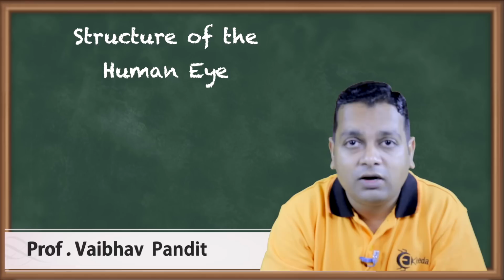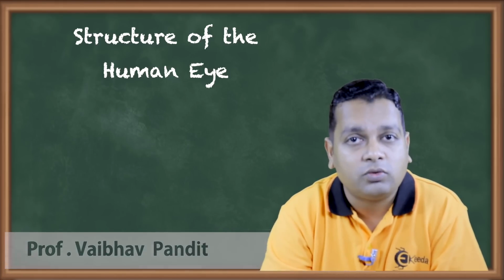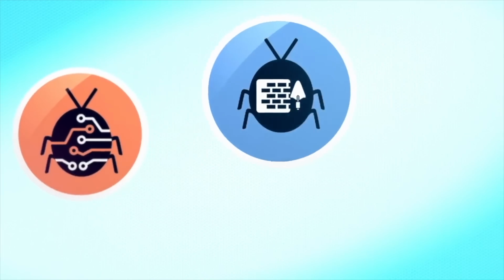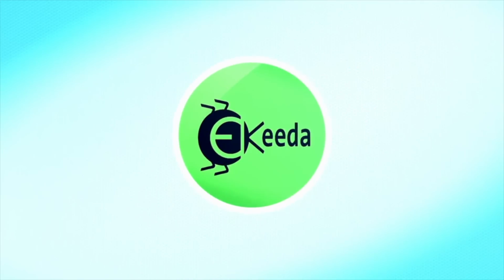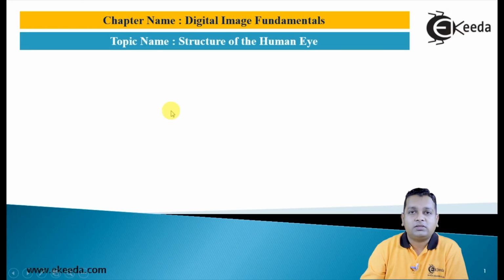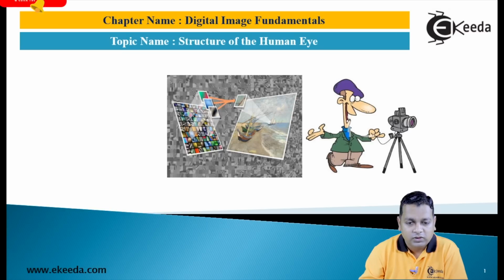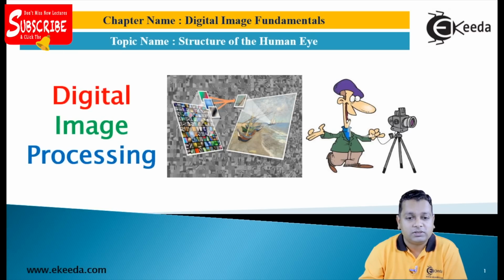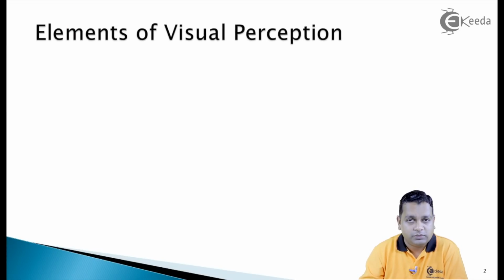To look at the scenario in the surroundings is very important. So let us start with the topic structure of the human eye from the digital image fundamentals chapter. So a prototype of digital image processing. We first of all title this topic the elements of visual perception.